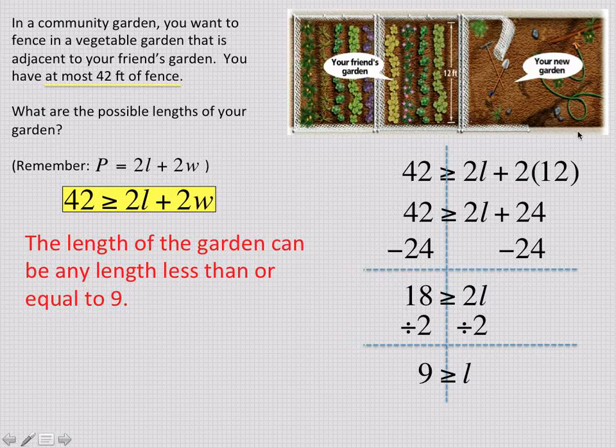So you could do 9 here. You'd have 9, 12, 9, and 12, which is exactly 42. Or you could do anything smaller than 9, like 8, or 7, or 5.13456. So any number that's smaller than 9, or exactly 9. Can't be more than 9. You could do 1. Now, you can't really do a negative length. So really any number less than or equal to 9.